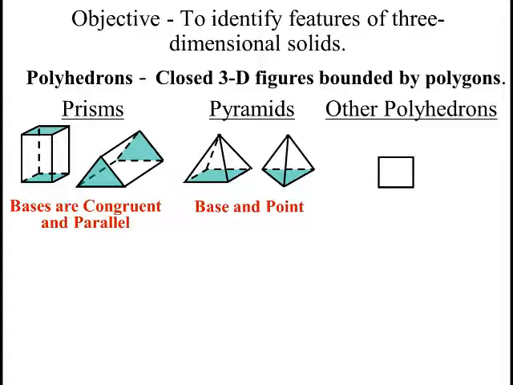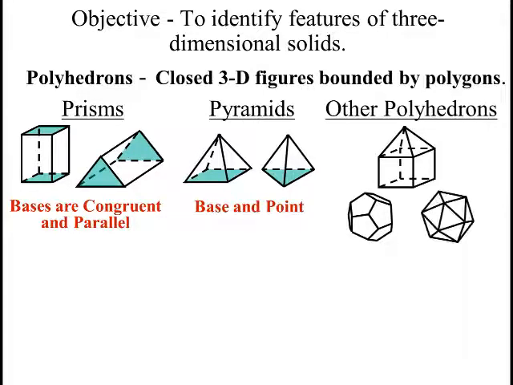But there's all kinds of other polyhedrons. I could make a cube, which is a prism, and then put a pyramid on top of it, creating a whole new polyhedron that you couldn't call a prism or a pyramid. It's a combination of the two. It's sort of a composite figure. And then this other figure and this one, these are just other polyhedrons.